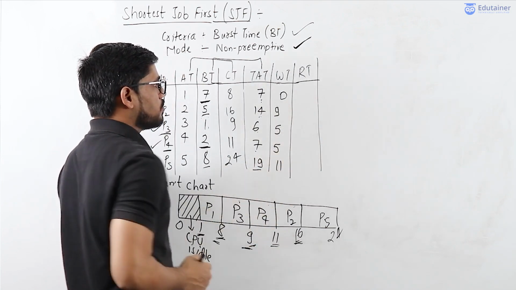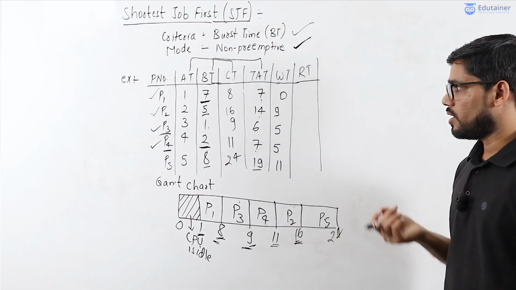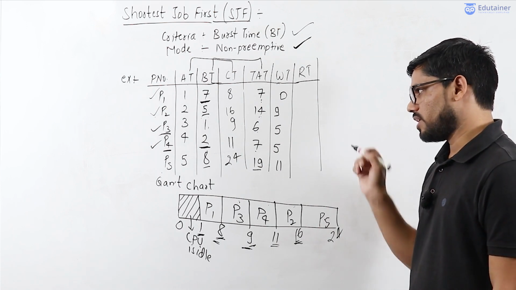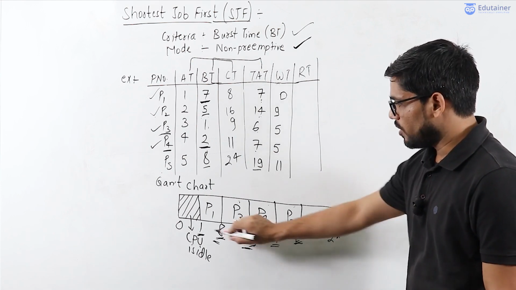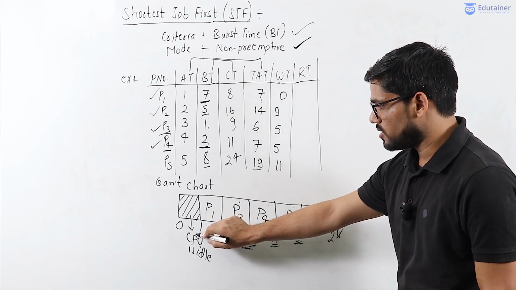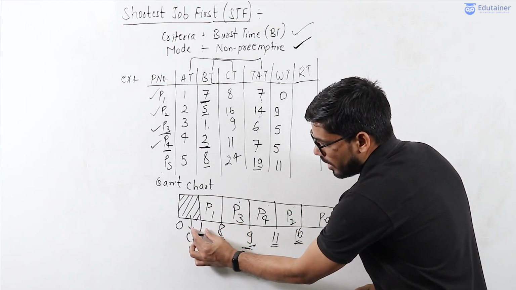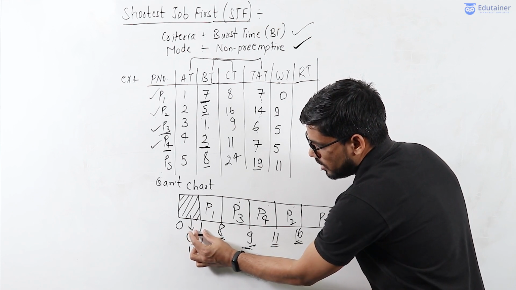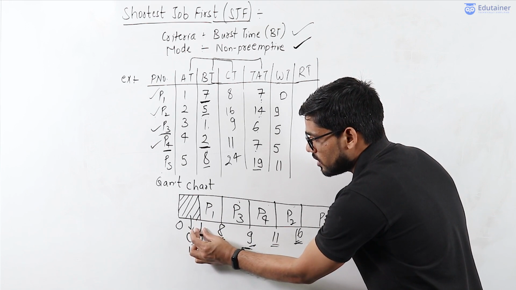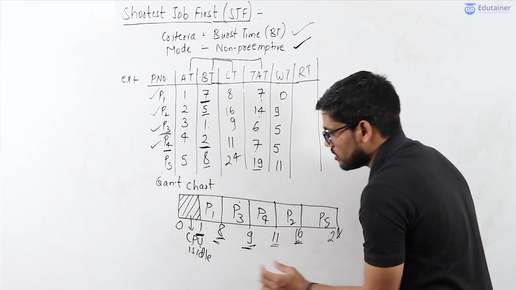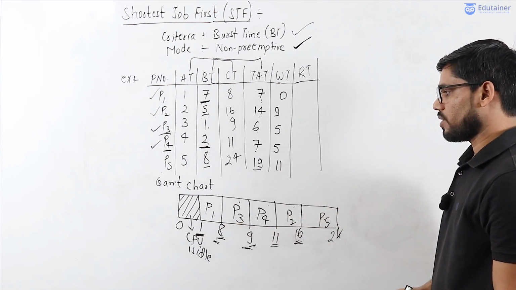And what is the response time? Response time is nothing but the time when a process gets to the CPU first. So at what time is P1 picked first? P1 is responded to by the CPU at time 1. So you can find the response time by looking at the left number of the process in the Gantt chart. So response time of process P1 is 1.